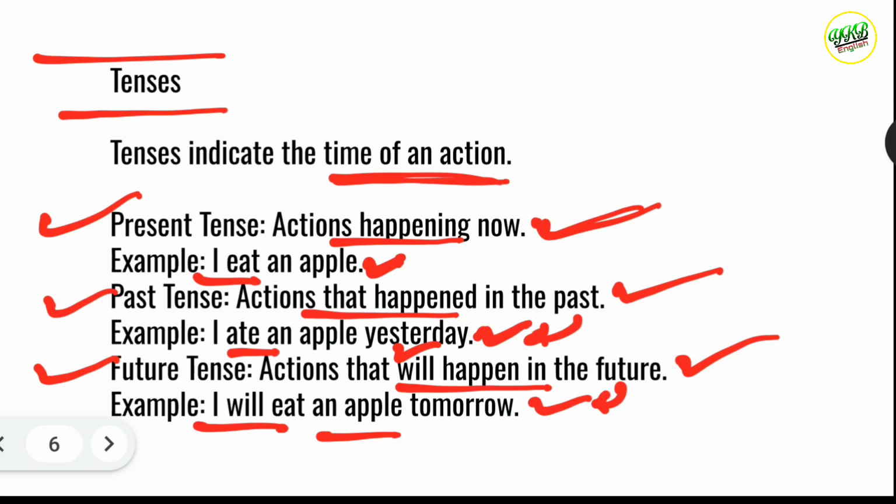So there is a symbol of tenses like yesterday or tomorrow. Tomorrow for future time, and yesterday for past time. So you can easily know what the time is, what the tense is here. And I hope you understand there are three types of tenses: present, past, and future. Present means action happening now. Past means happened in the past. Future tense means will happen in the future.